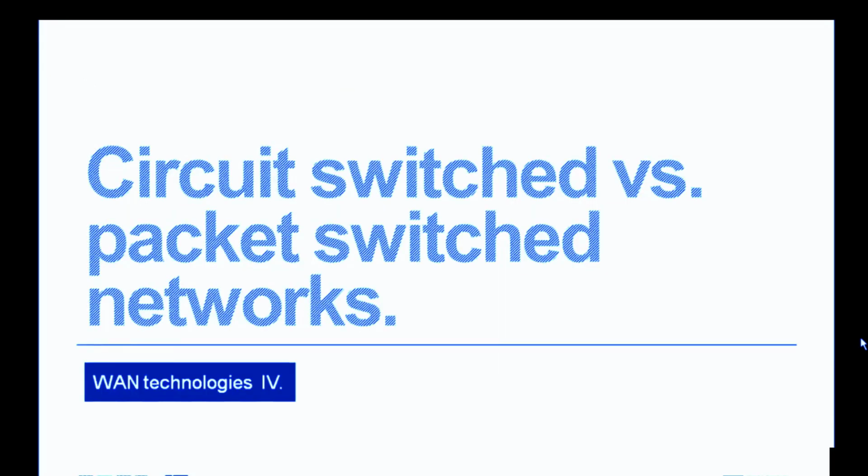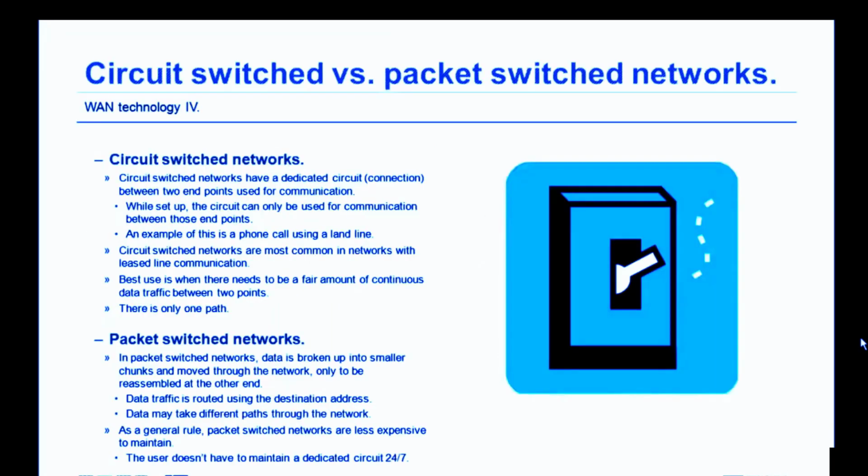Let's begin this session by talking about circuit-switched and packet-switched networks. Circuit-switched networks have a dedicated circuit between two endpoints that is used for communication. While set up, the circuit can only be used for communication between those ends. Circuit-switched networks are most common in networks with leased line communication channels. They're best used when there needs to be a fair amount of continuous data traffic between the two endpoints. And with circuit-switched networks, there is only one path for the data to take.